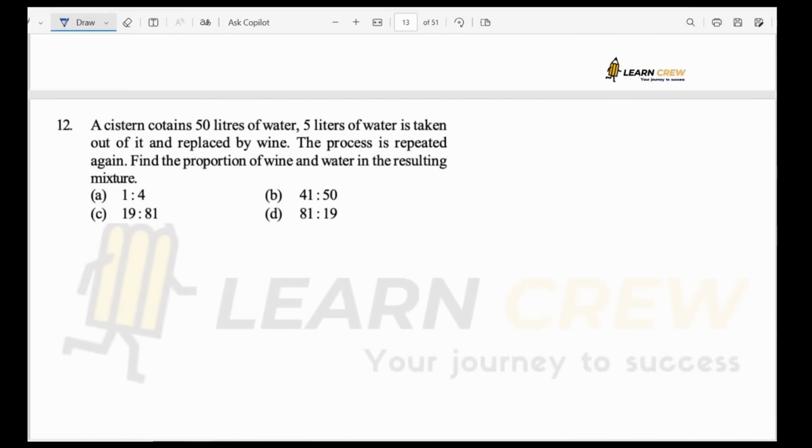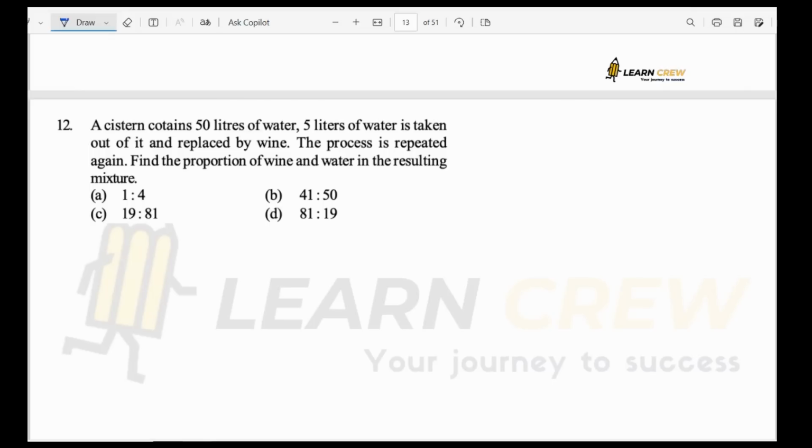Now, please answer the 12th one. A cistern contains 50 liters of water. 5 liters of water is taken out and replaced by wine. The process is repeated again. Find the proportion of wine and water in the mixture.